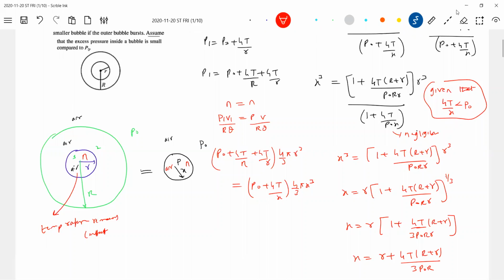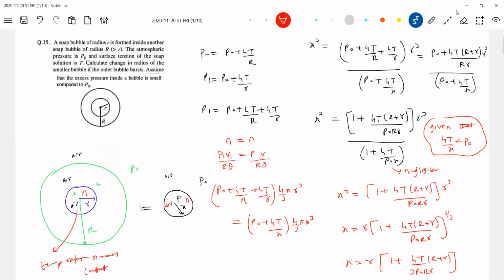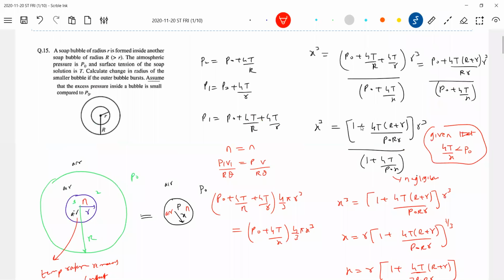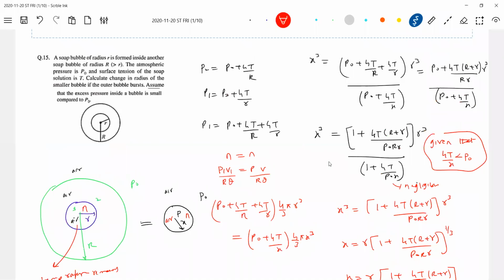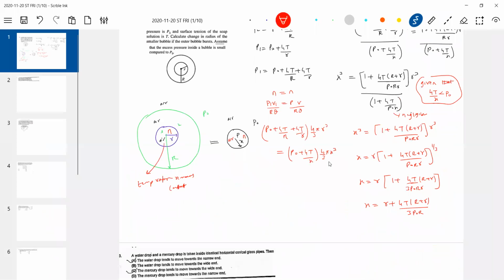Now one more condition it has put. What is that? Capital R is very much greater than small r. So further, what can we write for this expression? Some mathematical condition is there that we are taking help of here. So this equation further becomes 4T by 3 P naught, because R is greater than small r. Then the change in radius delta r should be equal to X minus r, which is equal to 4T by 3 P naught.